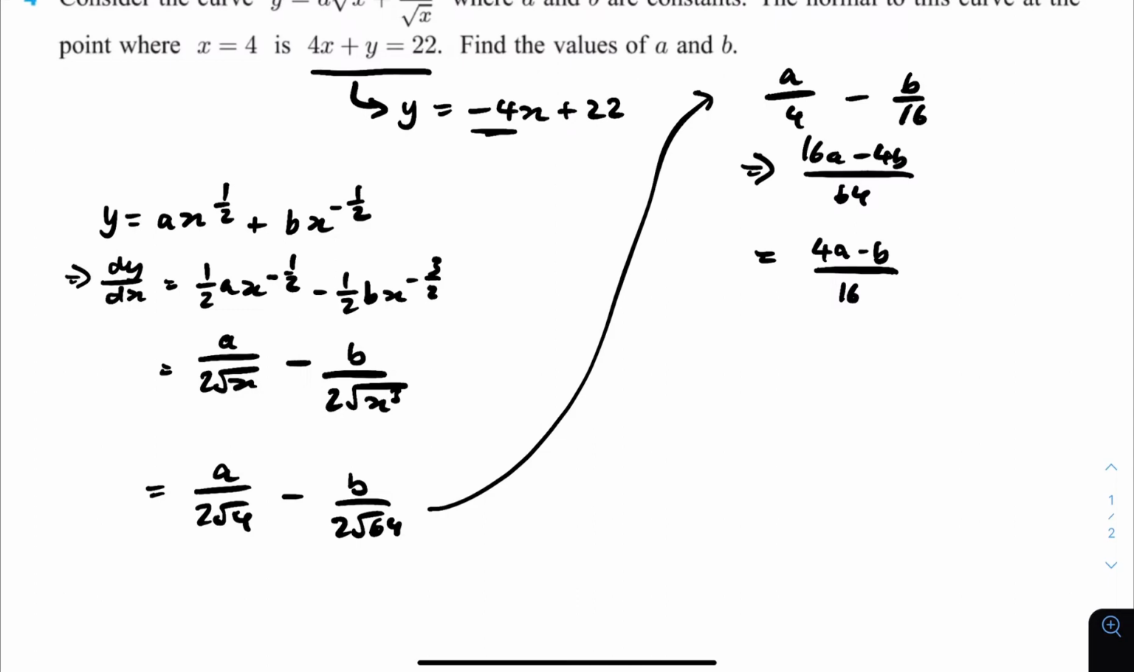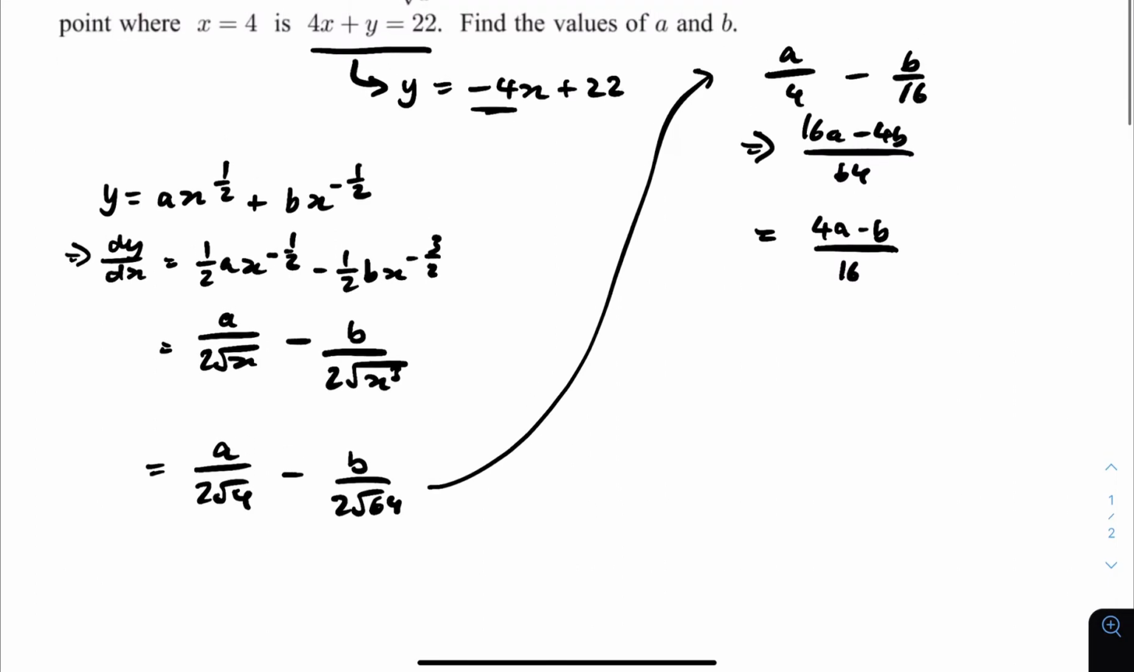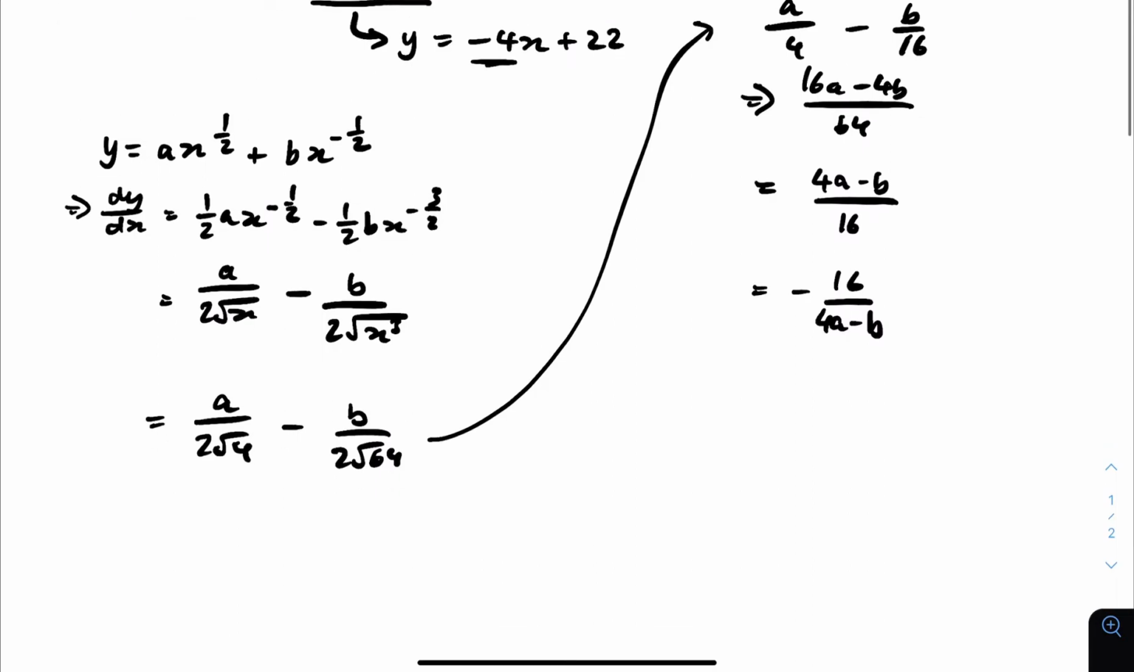Okay, from here, what we can do is construct our general equation for the normal to the curve. We've got the gradient of the tangent, but the normal is perpendicular to the tangent. So what we're going to do is take the negative reciprocal. That means flipping the fraction around and giving it the negative value, which gives us the normal gradient, negative 16 over 4a minus b. So that's our gradient. Now we're going to construct our equation.